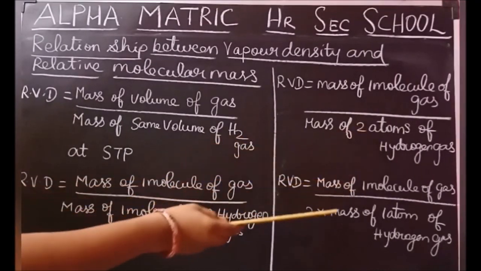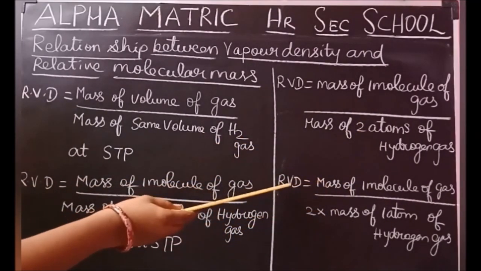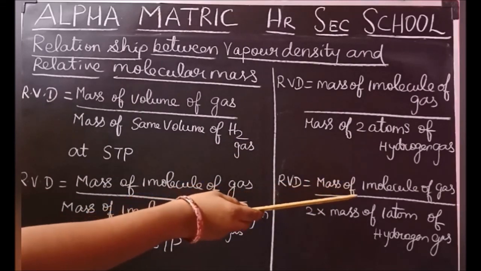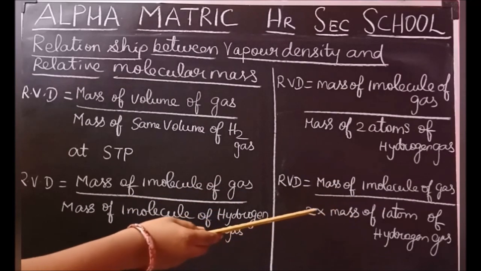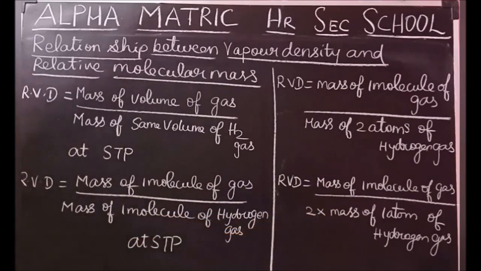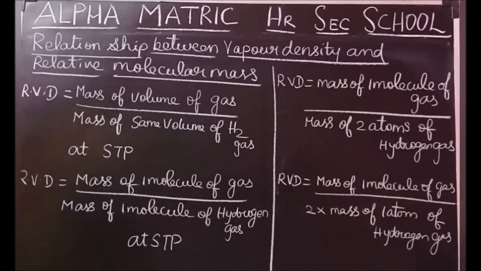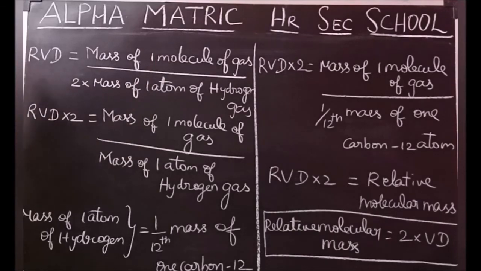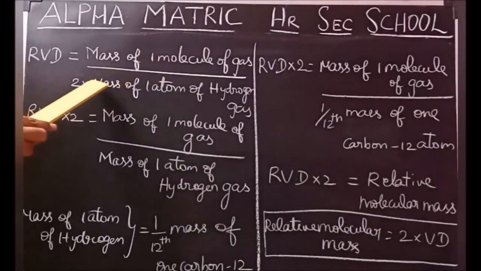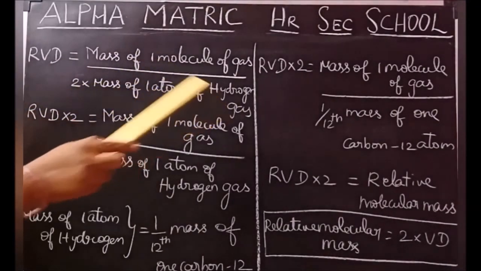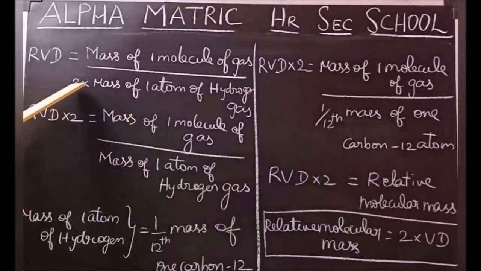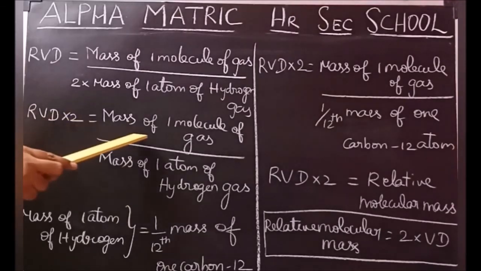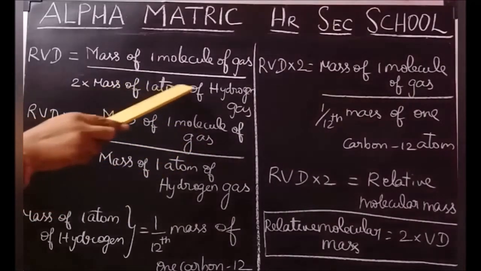Next, this 2 I take it out. So relative vapor density equal to mass of one molecule of gas by 2 into mass of one atom of hydrogen gas. Rearrange the equation. This 2 goes here. Relative vapor density into 2 equal to mass of one molecule of gas by mass of one atom of hydrogen gas.